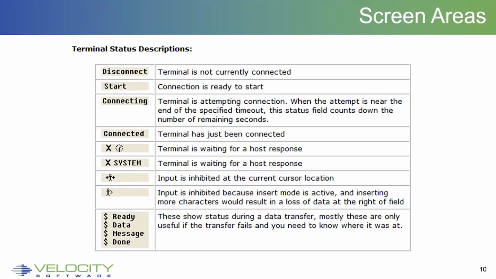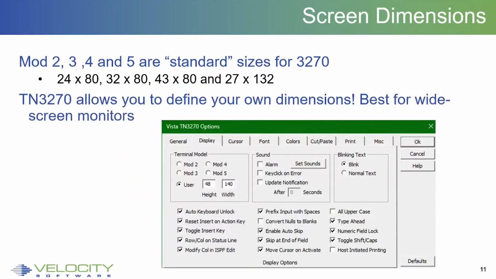The other ones are the little guys: the one little person with the right-left arrow, and the person with the greater than sign next to it. Those are indicating that something is going on with input. So your cursor may be on a non-input area, and the TN3270 client will tell you that by showing you that little status. So just a few little things to pay attention to.